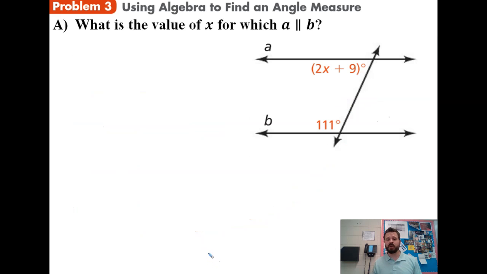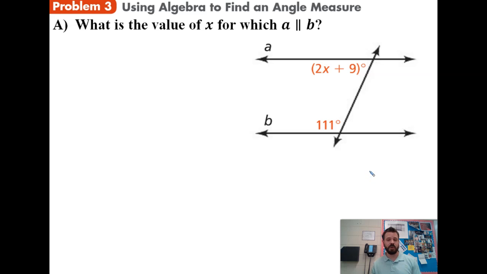So last thing we're going to do is add some algebra to the mix. Problem 3 says, what is the value of x for which line A is parallel to line B? Okay, so we have some lines that it doesn't give us are parallel with a transversal going through them. Now this question would be the same as: A and B are parallel, what's x? We'll solve it the same way.